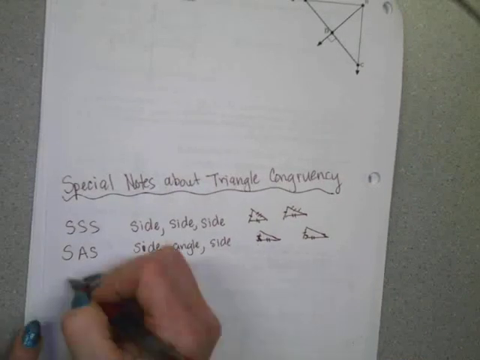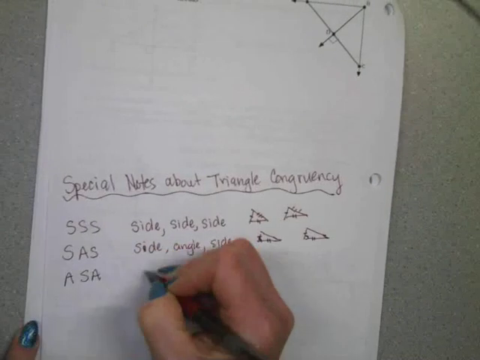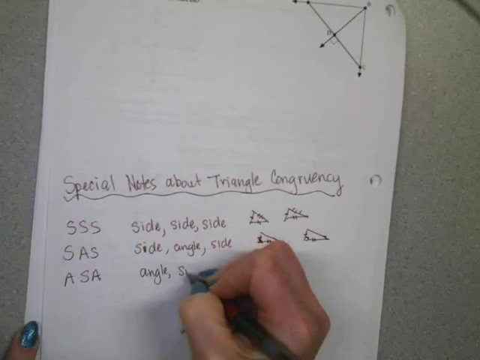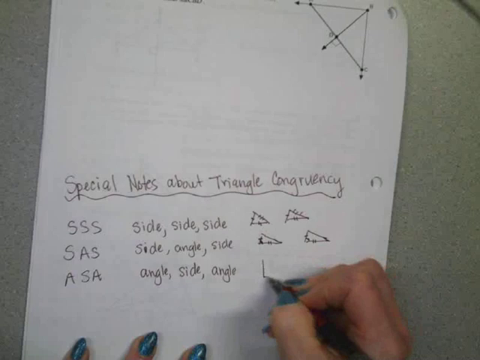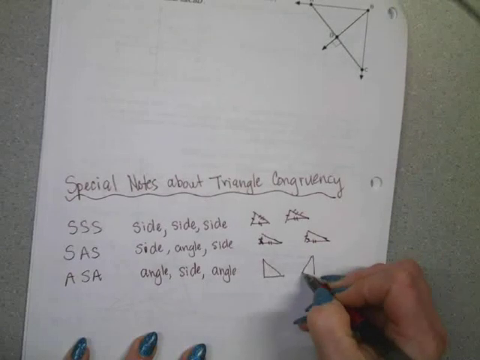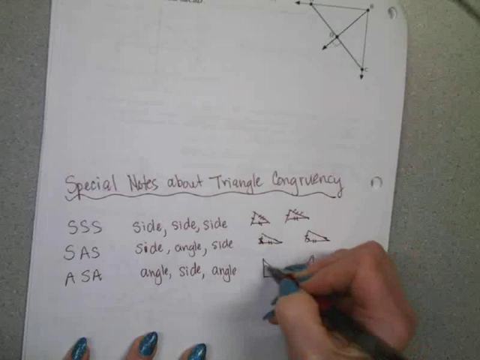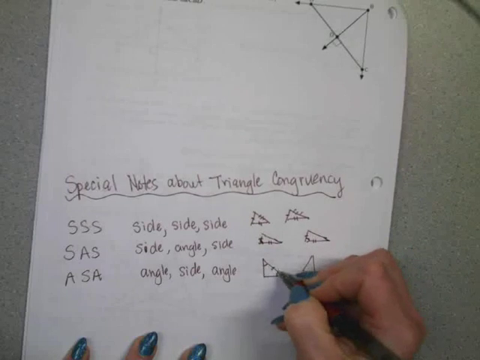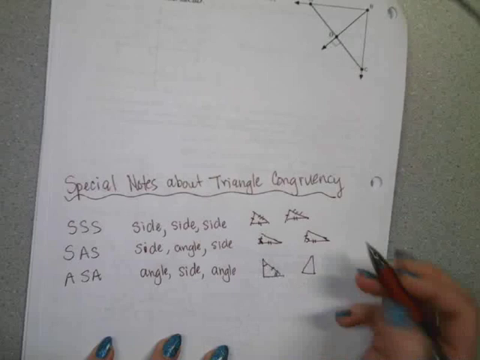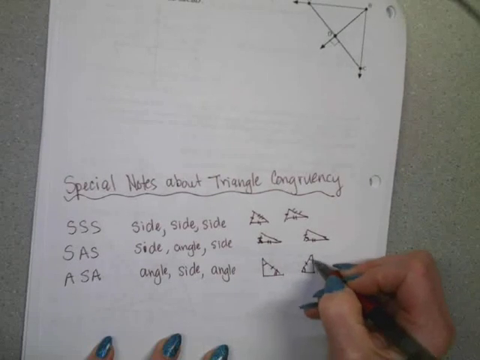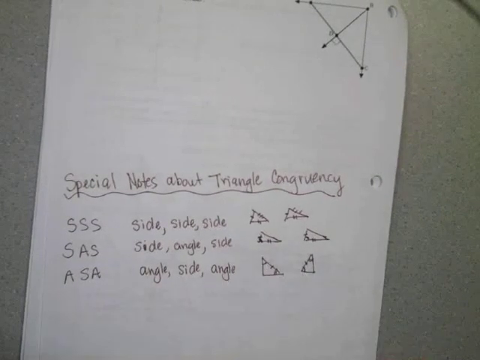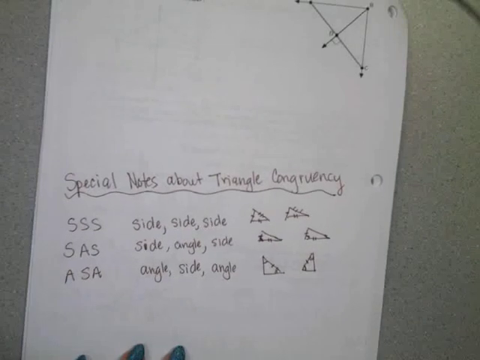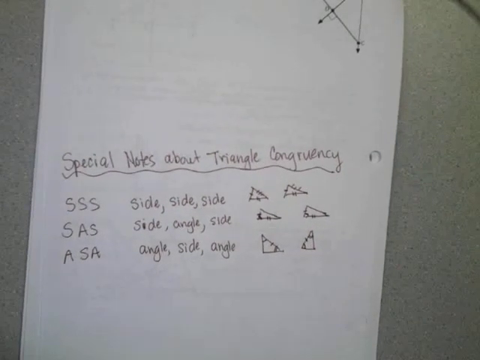Next one is angle side angle. An angle side angle will look something like this. We'll draw our triangles differently now. If I have an angle, a side, and then another angle. So this time it has to be the included side. So angle, side, and then the included angle. So these angles are congruent, these sides are congruent, and this angle is congruent. So if those three pieces are the same on two different triangles, then we can say the two triangles are congruent or equal, meaning they're exactly the same triangle with the same sides and same angles.